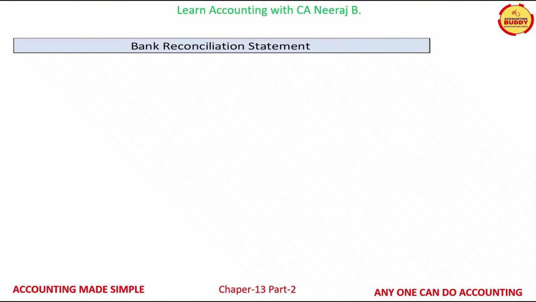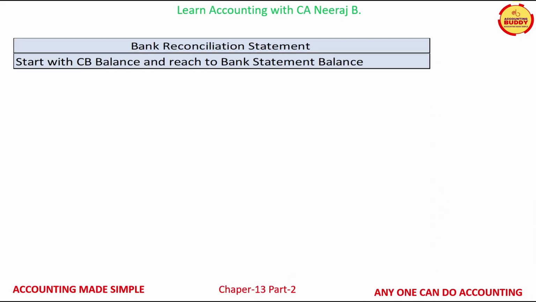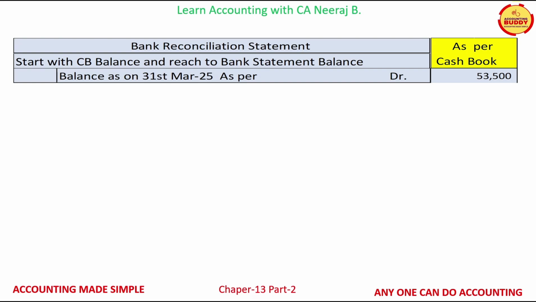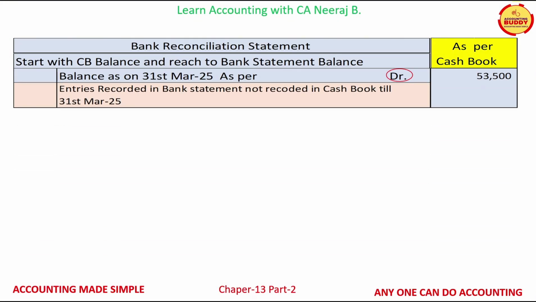Let us now prepare the bank reconciliation statement based on the information and unmatched entries identified in the previous slide. We will start with the cash book balance and reach the bank statement balance. The balance as per cash book as on 31st March 25 is $53,500. The balance is denoted by the word DR, which means the debit balance. Let us first take the entries appearing in the bank statement but not recorded in the cash book and their impact on the bank reconciliation statement.